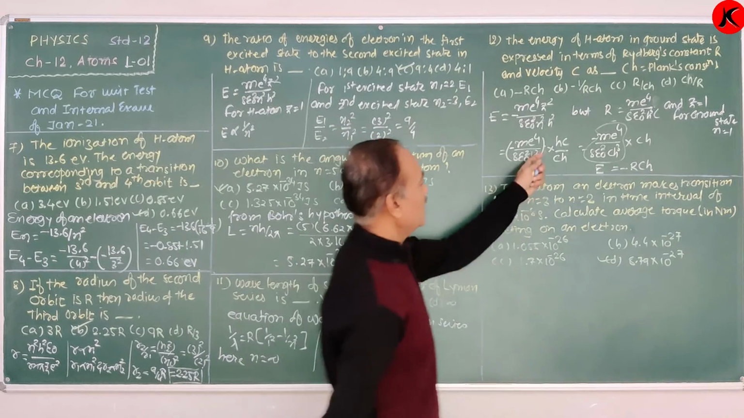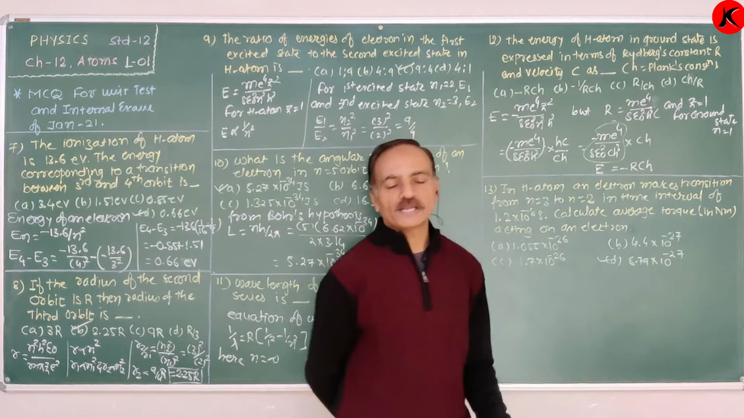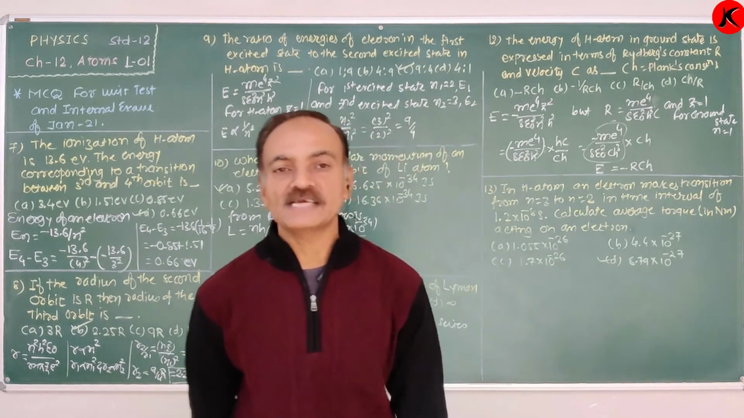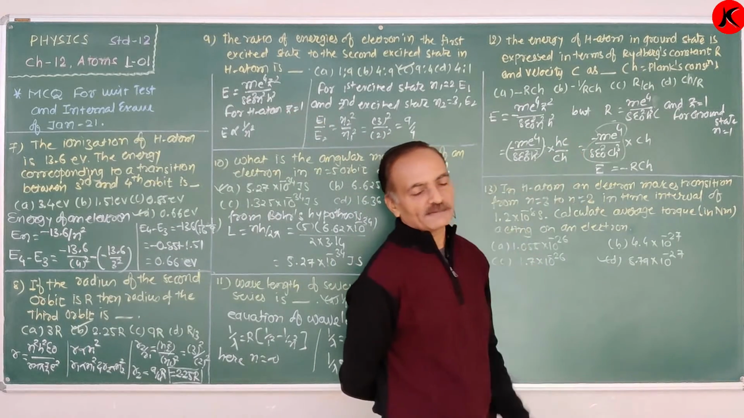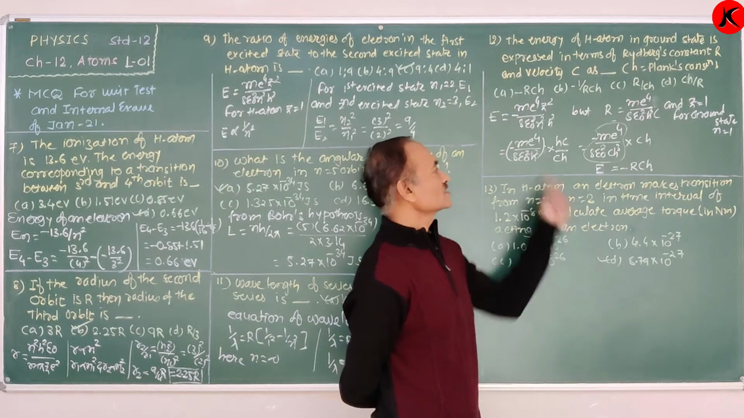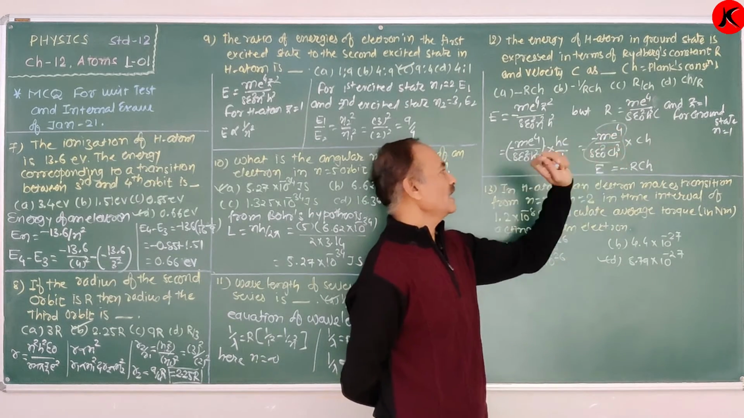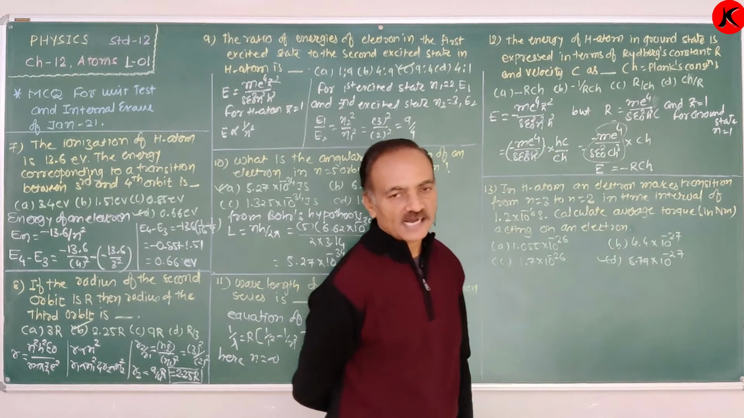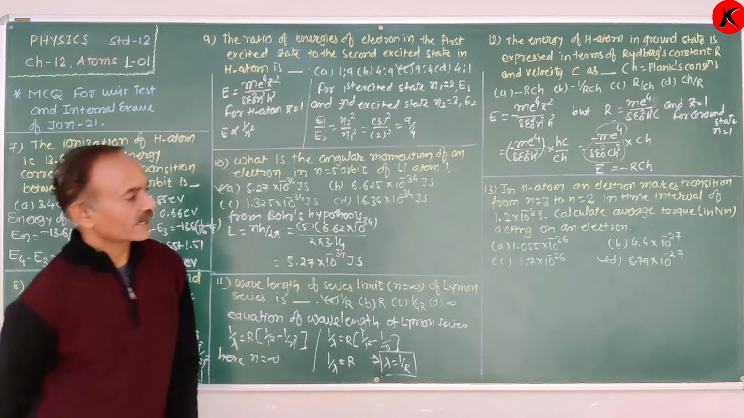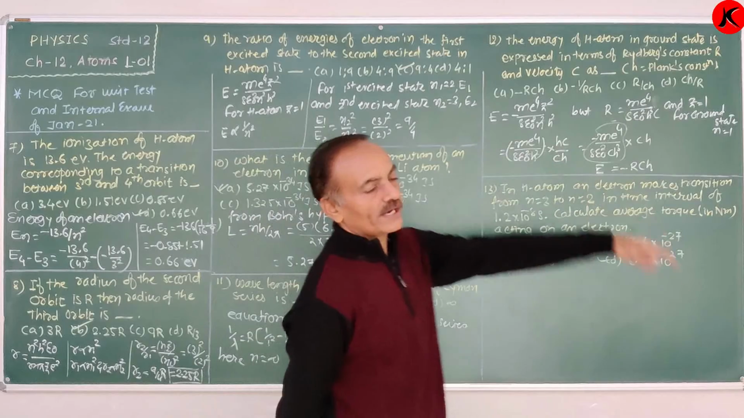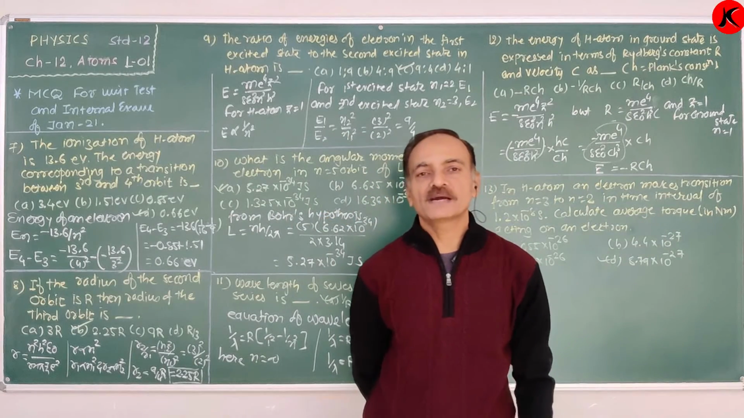So here we already have the h square. Therefore, the denominator term must be multiplied by ch. Therefore, numerator and denominator both are multiplied by ch. So this term is now R, therefore minus Rch. Clear? Okay. We only have to arrange according to the equation of the Rydberg constant.